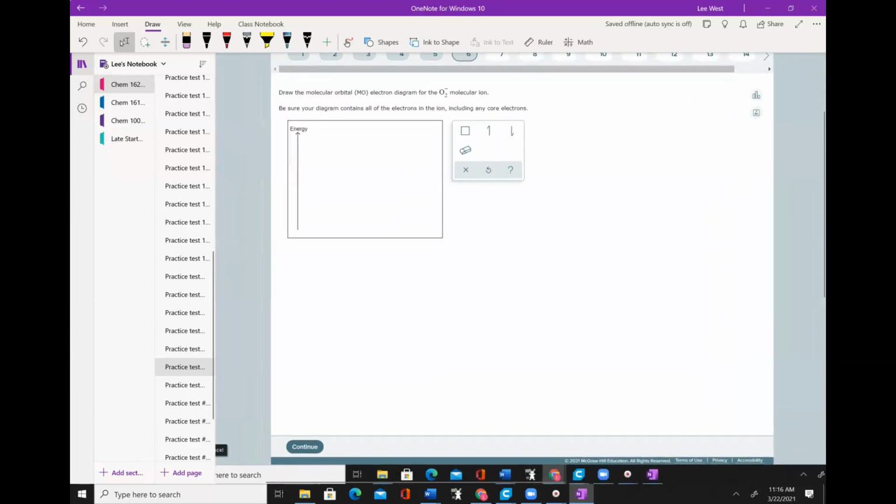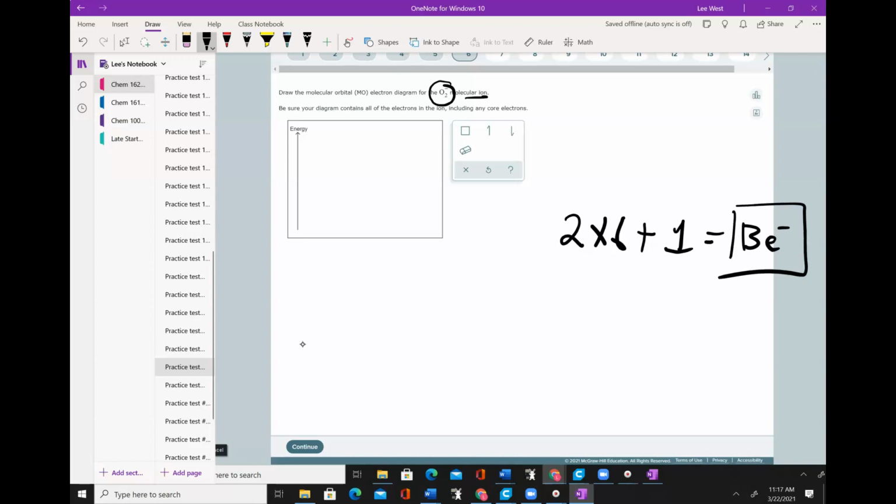All right, MO diagrams. You just got to read the instructions carefully. It says draw the molecular orbital electron diagram for the O2 minus molecular ion. So the first thing you want to do is count up the number of electrons that you're going to have. So 2 times 6 plus 1. So 12 plus 1, 13 electrons. So whatever diagram we use, we're going to have to put in 13 electrons in total.